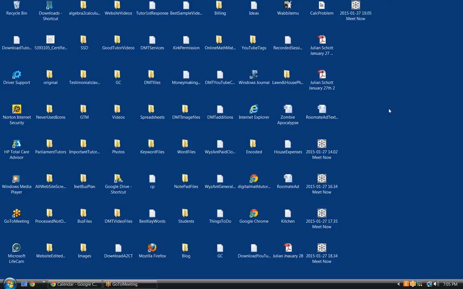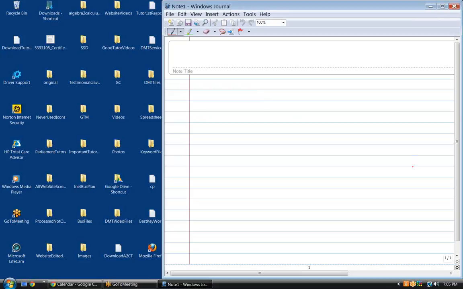What are we doing tonight? More logarithms. Okay. Good. I love logs.